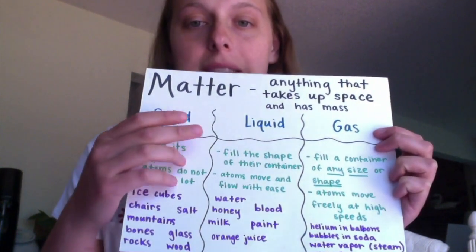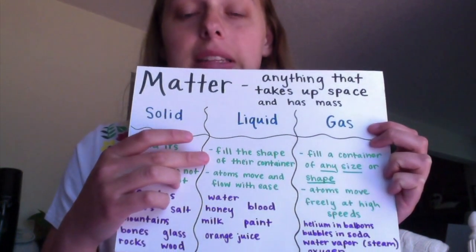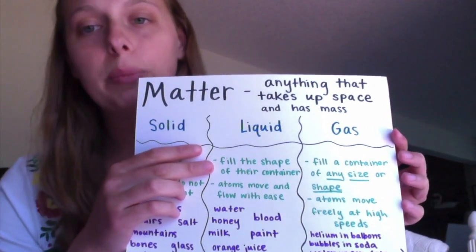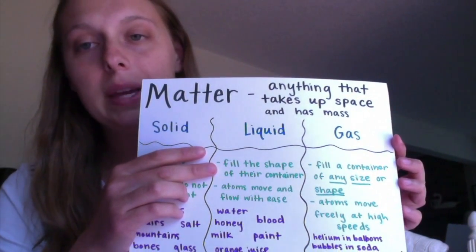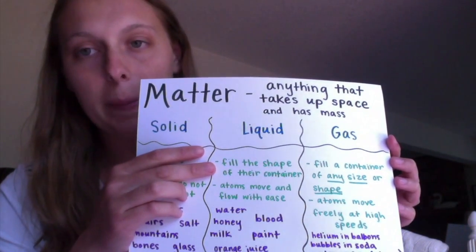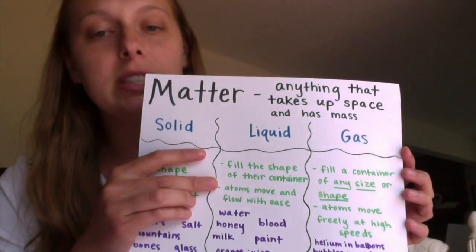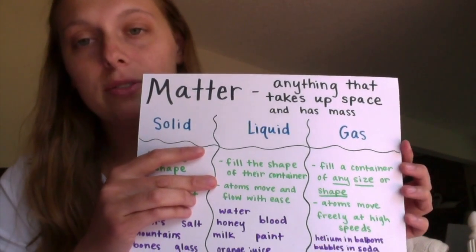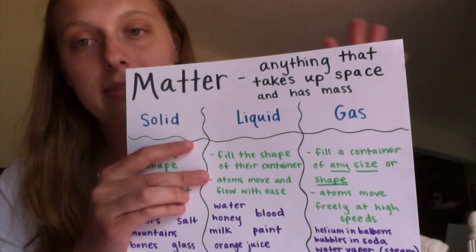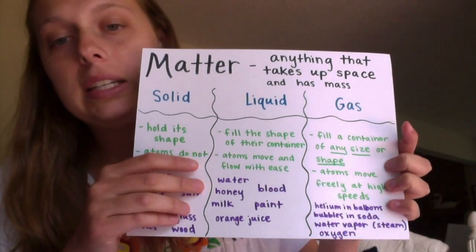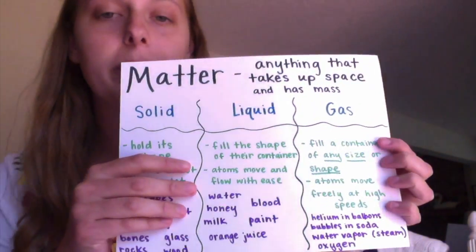We've learned about liquids. Liquids fill the shape of the container. So if I pour water into a cup, it will fill the cup, the shape of the cup. The atoms move more freely and with ease. So if I'm pouring water out of a pitcher, it flows easily into the cup. So water, honey, milk, paint, and more.